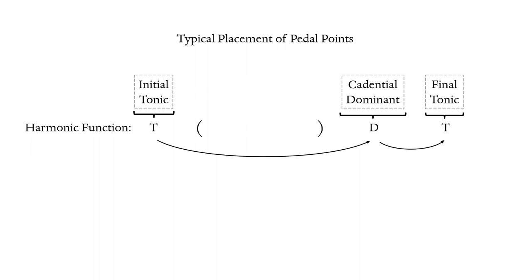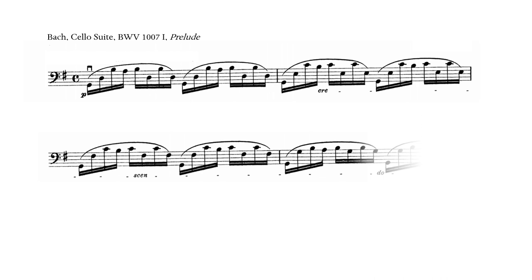Let's look at some musical examples of pedal points in each of these functional locations. This very famous prelude from J.S. Bach's G major cello suite begins with a four-measure pedal over the initial tonic. There isn't a perfectly standard way to label and analyze pedal points, so I'm going to show you a few different ways of doing it.